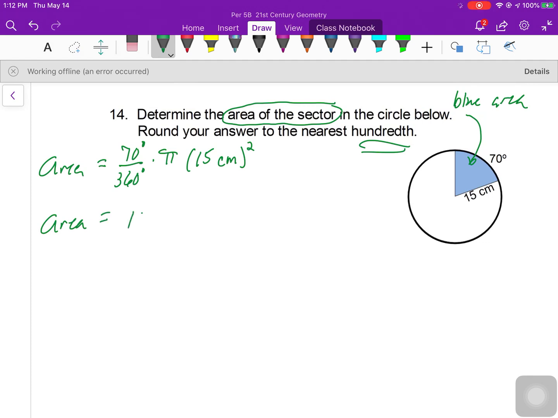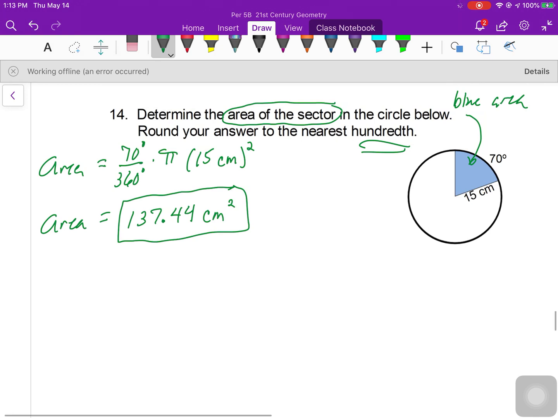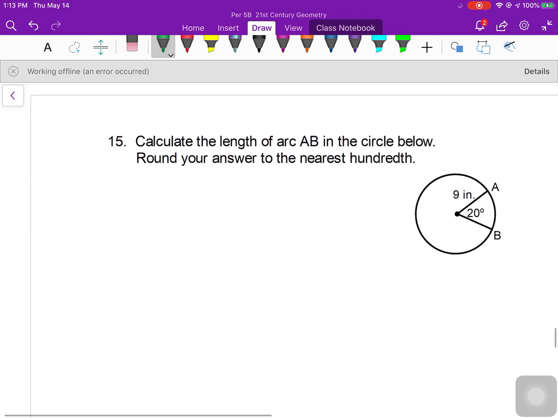They ask us to round to the nearest hundredth, so we put this whole thing into our calculator, including the pi symbol. And the area here works out to be 137.44 centimeters squared. Remember, the units on area are always squared. Pretty straightforward. Now you will have to know that formula because it will not be given to you on the test. Let's take a look at another problem.